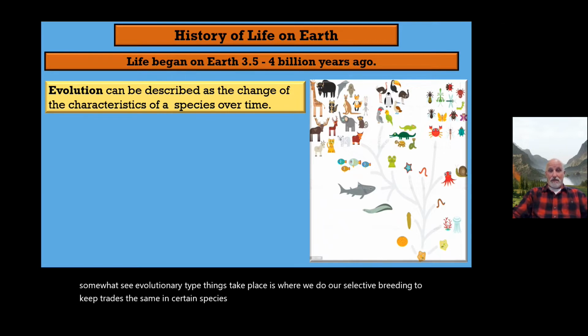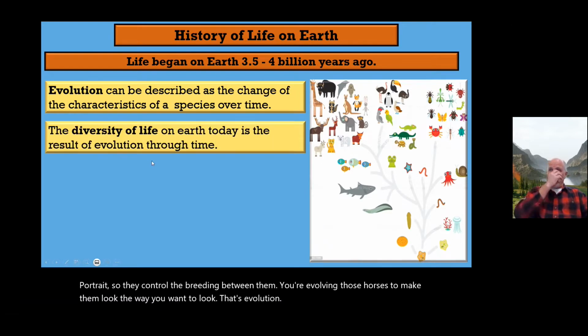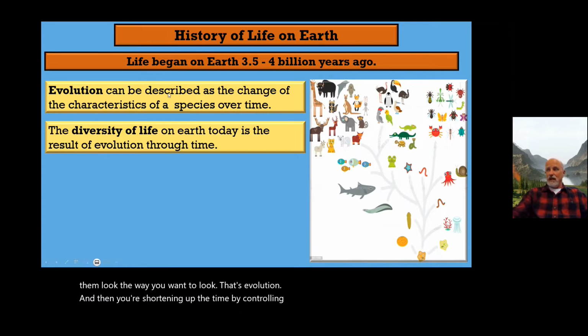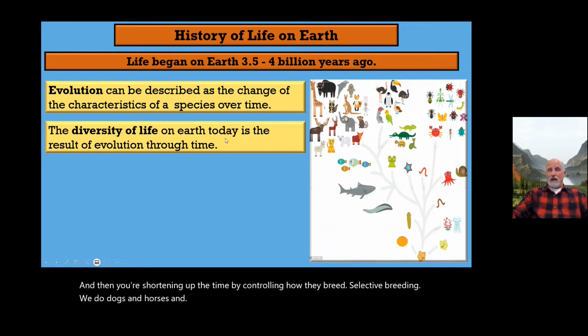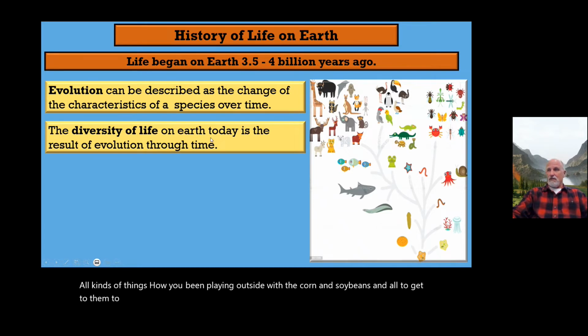That's a lot of farm animals, even horses, because they favor traits, so they control the breeding between them. Well, you're evolving those horses to make them look the way you want them to look. That's evolution, and you're shortening up the time of it by controlling how they breed. Selective breeding. We do it with dogs and horses and all kinds of things. Now even plants. I do it with the corn and soybeans to get the best yields on the farm, to control the genetics.